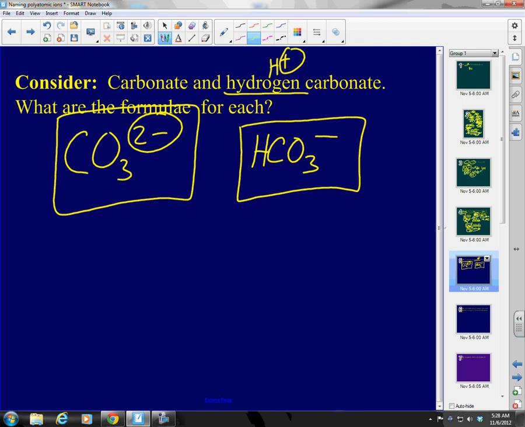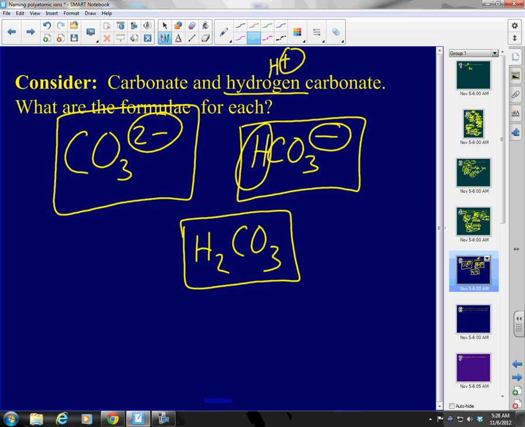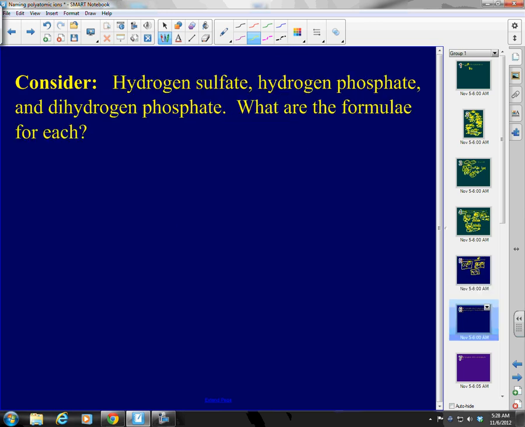Good. So this is carbonate, and this is hydrogen carbonate. All I've done is I've added a hydrogen, and the charge has become more positive by each hydrogen that I add. Got it. Now I could add another hydrogen, and it would be H2CO3. And what's the charge? Well, now the charge would be nothing, and this is no longer a polyatomic. This is what we call an acid, right? Good. Moving on. Okay, you guys do hydrogen sulfate, hydrogen phosphate, and dihydrogen phosphate.